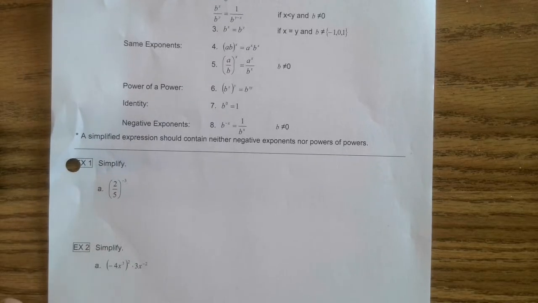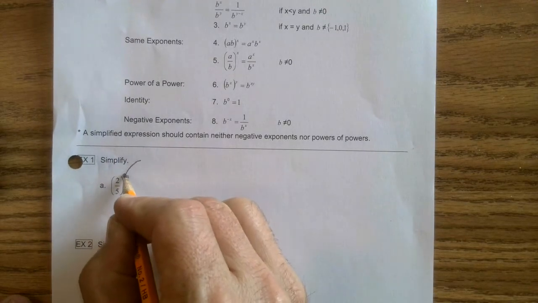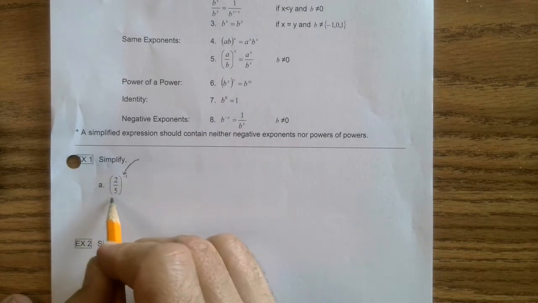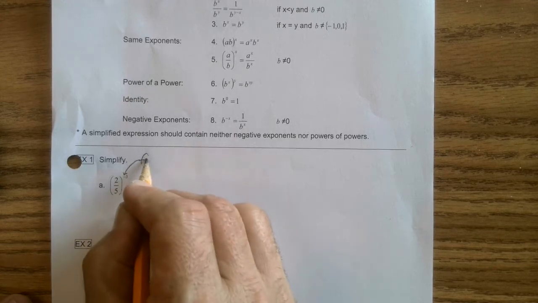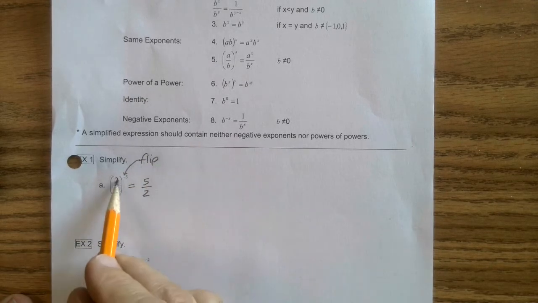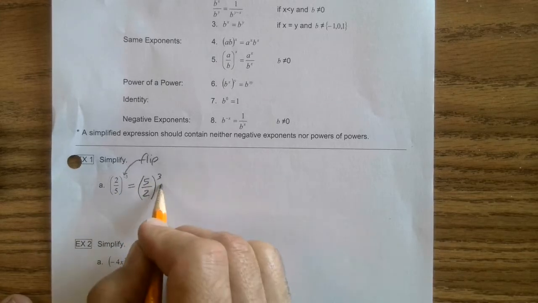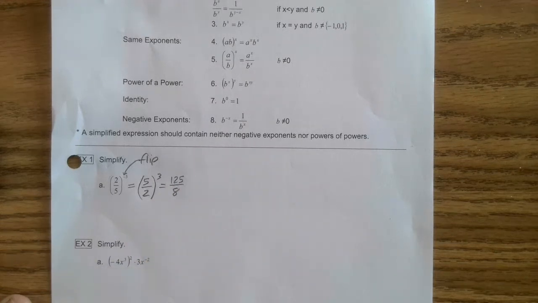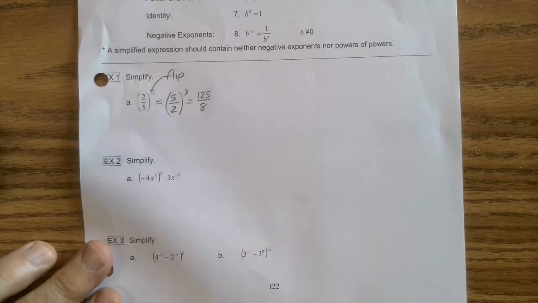So essentially on example 1A, I'm going to concentrate on that negative exponent, which simply, if that's outside of a fraction, it just means flip the fraction. In other words, put everything where it ain't, but then it's still cubed. So that'd be 125 all over 8. All right, so let's go on to the next one.